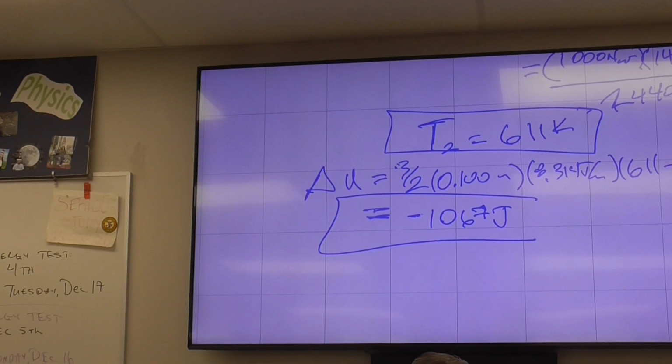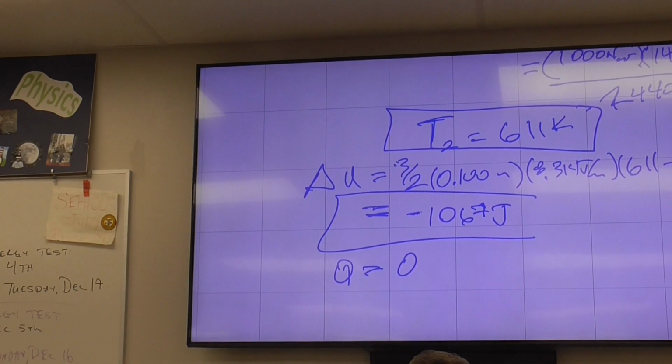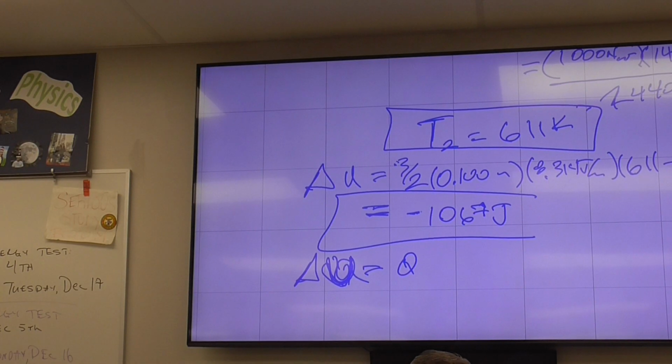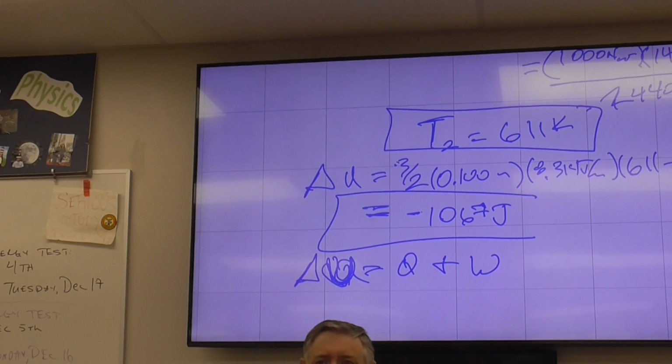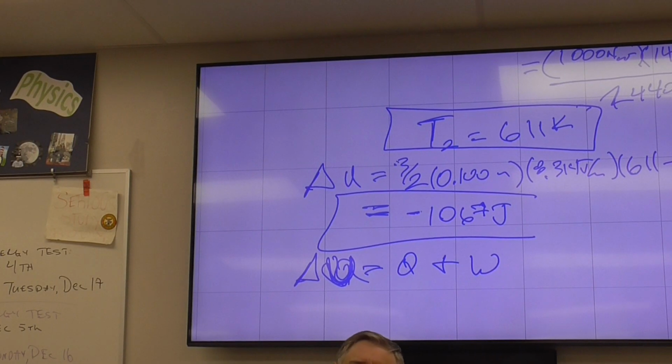joules. Now, I agree. Delta U also equals Q plus W. What's the value of my work? I'd say negative 1,067 joules. Wait, what's Q? So that's delta U, and we know that value. Q always gives the sign. Q is something, probably negative.